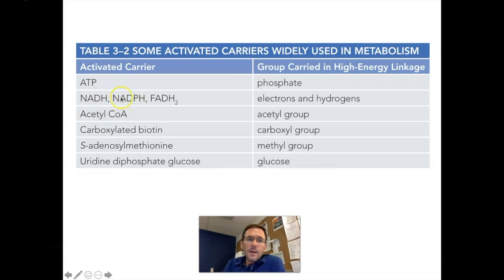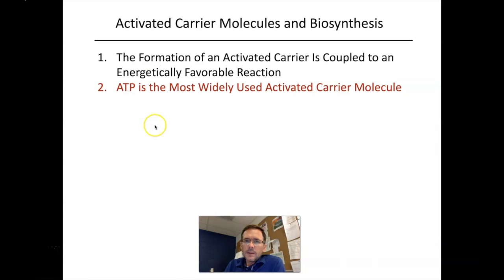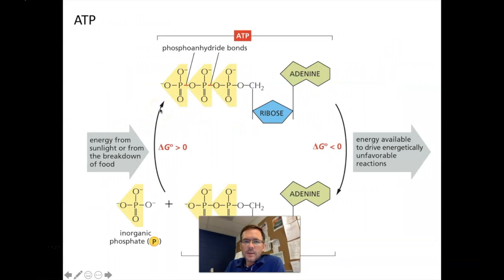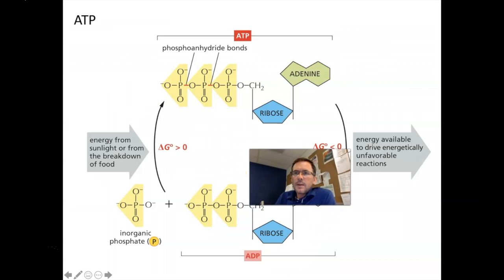NADH, NADPH, FADH2. These are also great examples of activated carriers, and we'll talk about these in more detail when we talk about photosynthesis and the citric acid cycle and things along those lines, cellular respiration. But also note that there are other types of molecules that can be generated that contain these high energy linkages. ATP is the most widely used one, and the one we talk about the most.